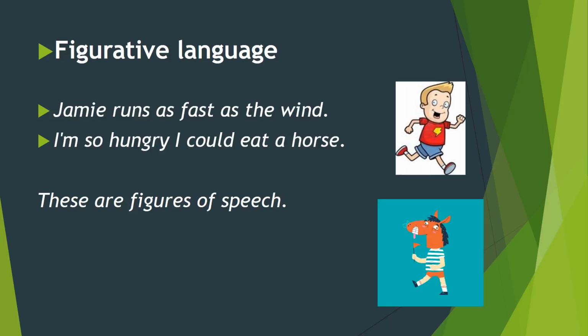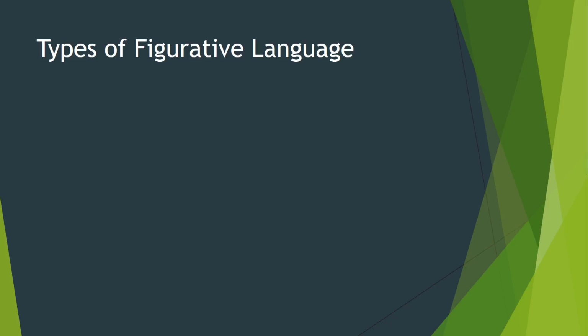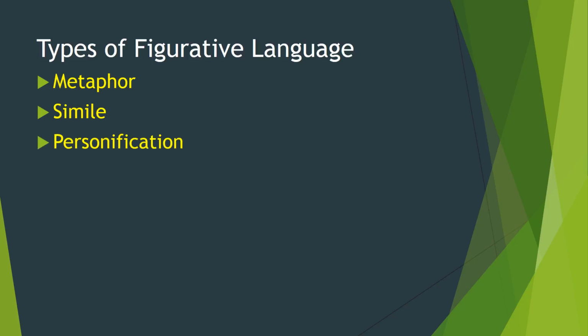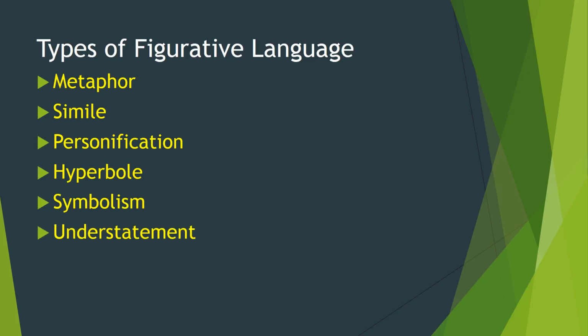Let's find out. But before that, let's look at the top 6 figures of speech that are used in narrative comprehension passages. We have metaphor, simile, personification, hyperbole, symbolism, understatement, and many others. But let's look at the top 6 today. One of the best ways to really understand the concept of figurative language is to see it in action with examples. So let's look at each figure of speech with an example.